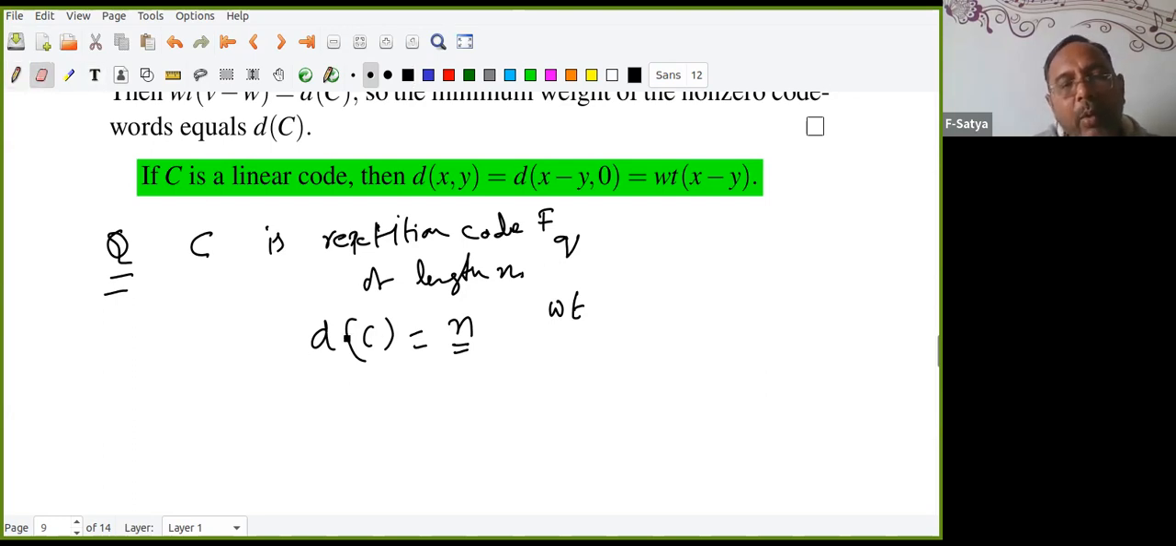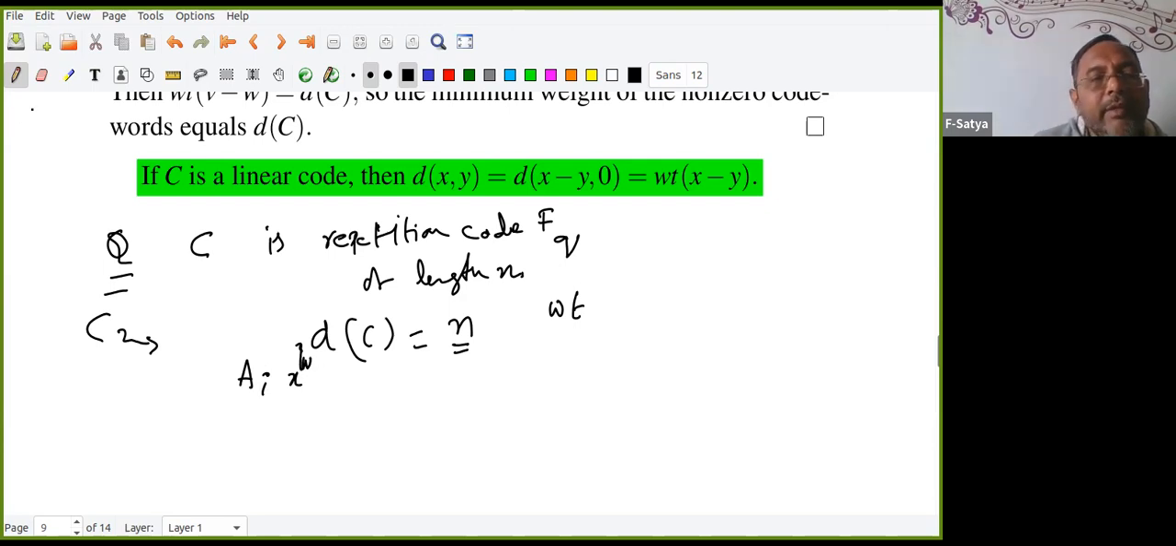Sometimes when you have a code, there is a generator polynomial. People call it the weight generator polynomial. For C, I can associate a polynomial. Let A_i denote the number of code words of weight i, and take the sum of A_i x to the power i. That is actually the weight. Yeah, W_i is better.